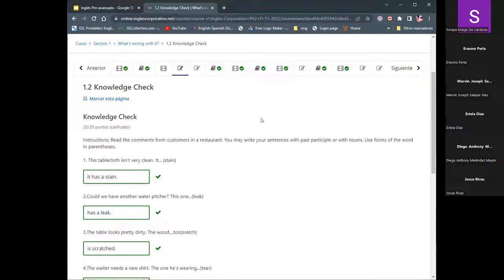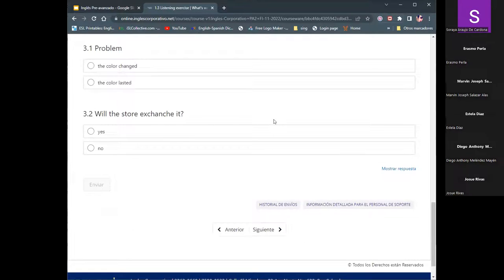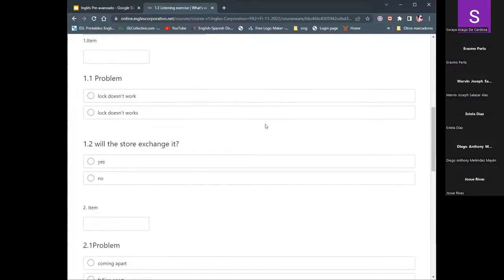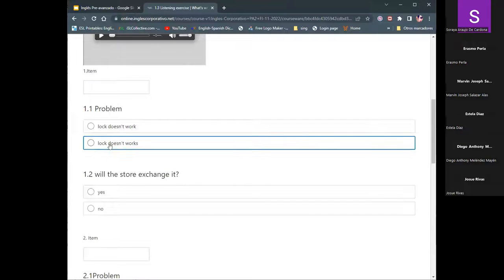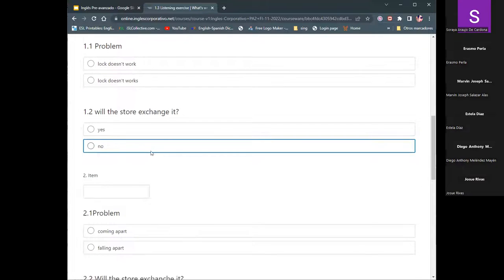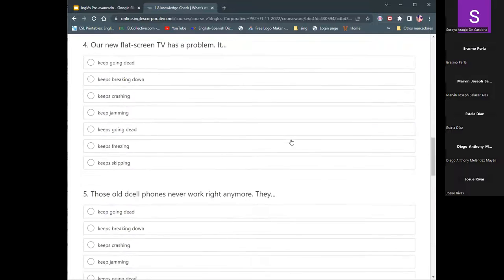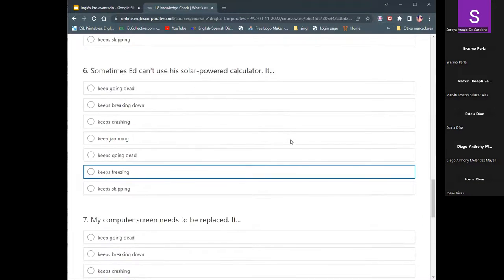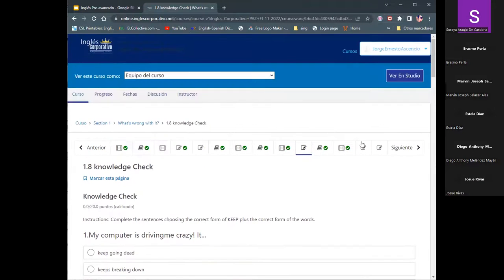There is another that we were fighting with. Here's one that says, what is the typical problem? Batteries. We put battery. Problem, lock doesn't work. No, not that one. Okay, let's see. This one is chooser, right? You don't have any problem with this one, right? This just choose. Like my computer is driving me crazy. It keeps crashing, right? No problem.